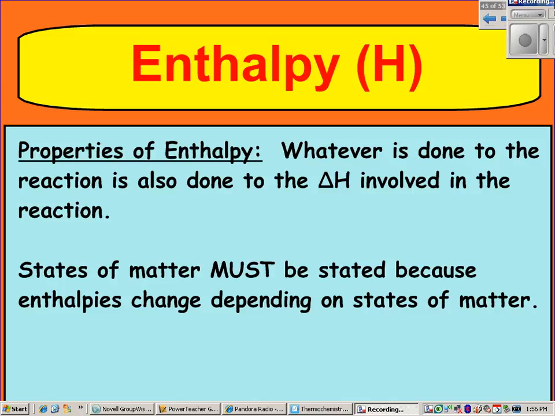We're going to take a look at a few specific examples so we actually can see what this looks like. But it's important to note that this is the general idea. Now notice that states of matter must be stated because enthalpies can change depending on the state of matter. With that being said, let's look at the first property. There's two.